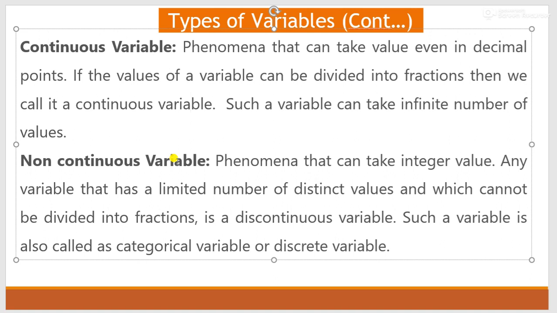Non-continuous variable or discrete variable: a phenomenon that can take integer values. Any variable that has a limited number of distinct values and which cannot be divided into fractions is known as a discontinuous variable. Such a variable is also known as a categoric variable or discrete variable.